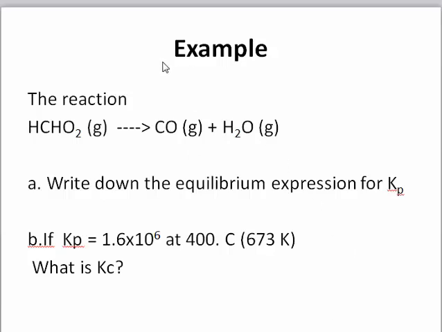So, a couple of examples. Consider this reaction. HCO2 goes to CO plus H2O. Write down the equilibrium expression or equilibrium law for Kp. If Kp is 1.6 times 10 to the 6 at 400 Kelvin, what is Kc? You should be able to stop the presentation and attempt this problem before going on.